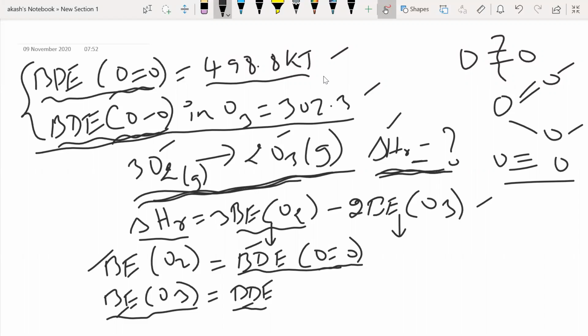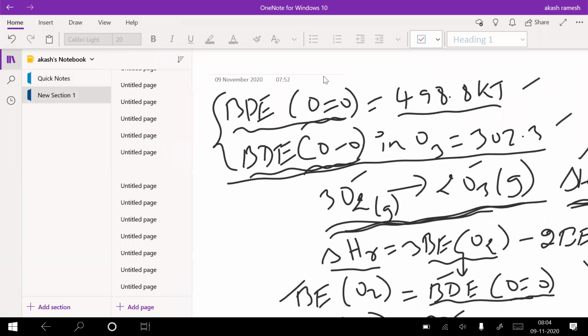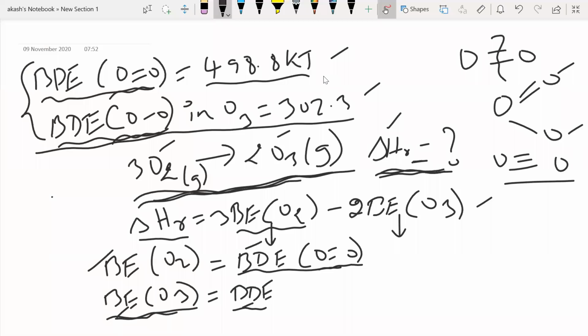Okay, fine. Abhishek, let me ask someone else. Maybe Shruti is there. Shruti, are you there? Yes, sir. Can you tell me how do you write this? Bond energy of O2 will be equal to 1 into BDE of O double bond O plus 1 into BDE of O single bond O.